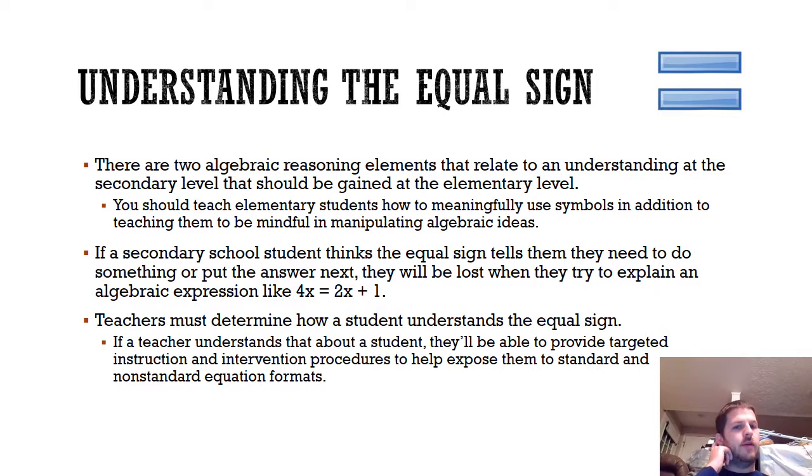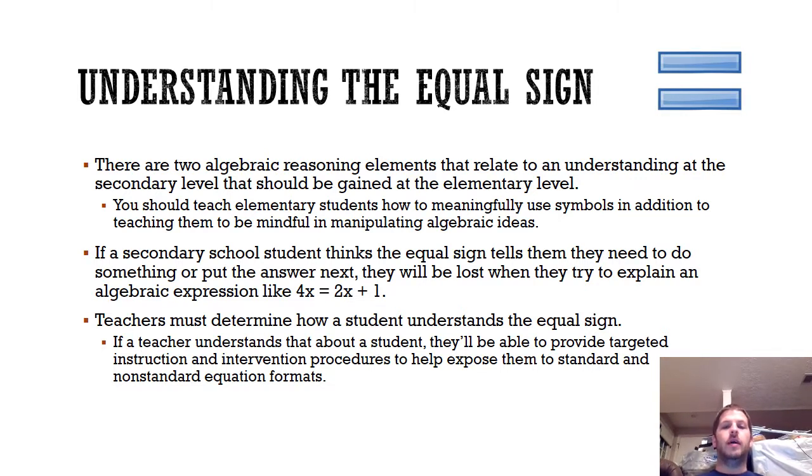There are 2 algebraic reasoning elements that relate to an understanding at the secondary level that should be gained at the elementary level. You should teach elementary students how to meaningfully use symbols in addition to teaching them to be mindful in manipulating algebraic ideas. If a secondary school student thinks the equal sign tells them they need to do something or put the answer next, they'll be lost when they try to explain an algebraic expression like 4x = 2x + 1.